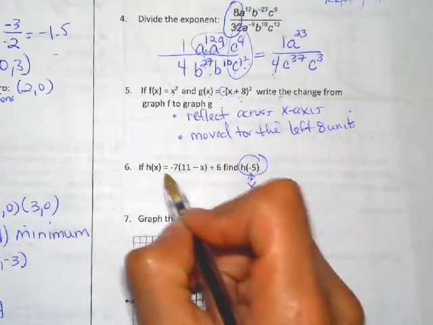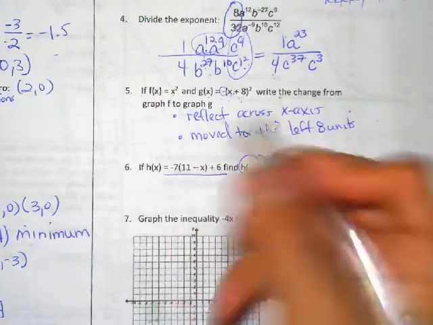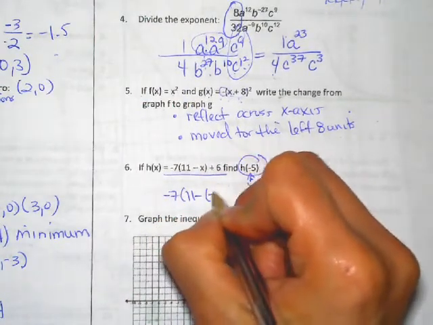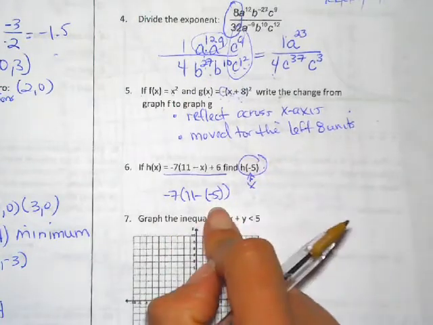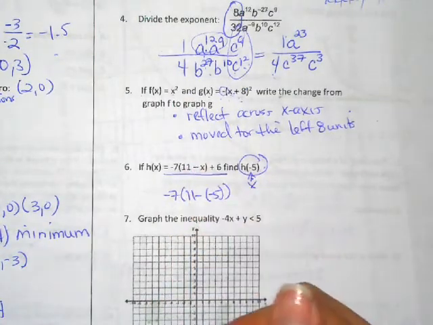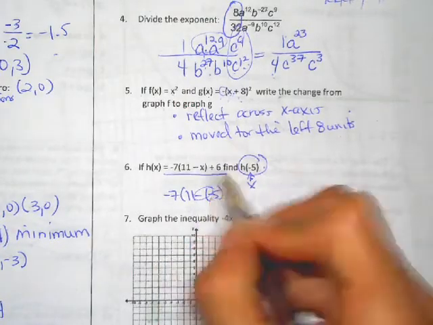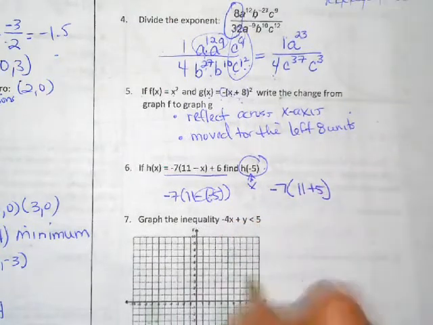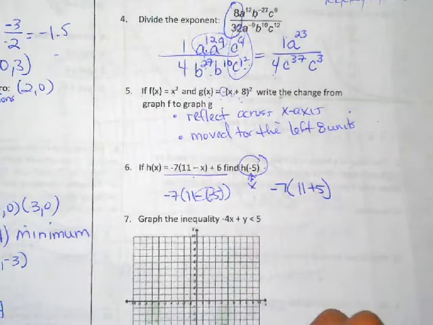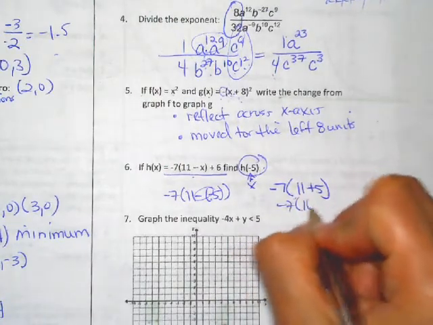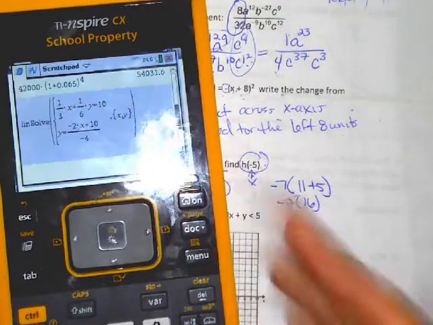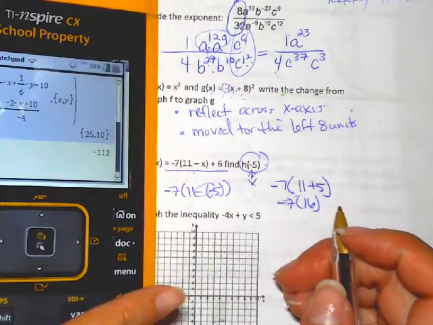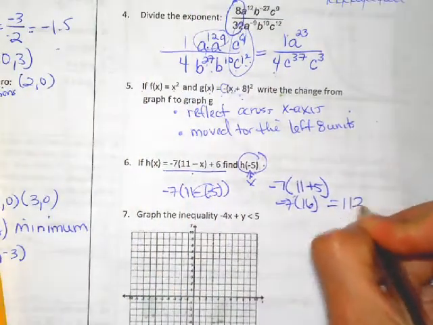So in this equation, you're going to substitute that x, negative 5, into the equation in place of x. Watch out because this is a negative 5 and the equation already has a minus. So then you're going to have minus a negative, which will change to a plus. So the equation is now negative 7 times 11 plus 5 because of the minus and the negative. Well, 11 plus 5 is 16, and negative 7 times 16 is negative 112. So that is our answer.